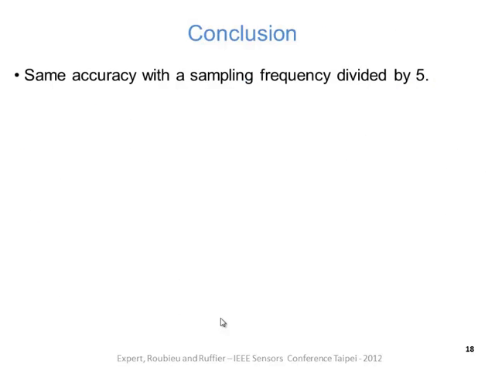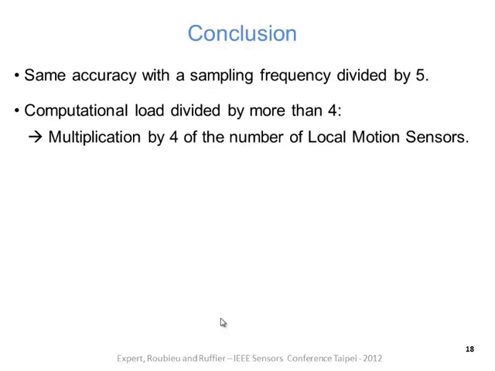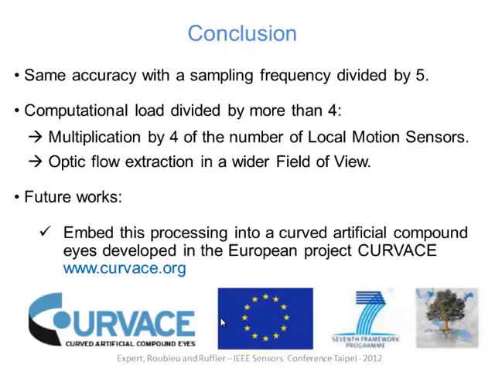So that would be the conclusion. We obtained basically the same accuracy with a sampling frequency divided by 5, and we divided the computational load by more than 4, which would allow us to multiply by 4 the number of local motion sensors we could have in the same target. That means we could use optical flow extraction in a wider field of view with more pixels. And that's exactly what we want to do in the future.